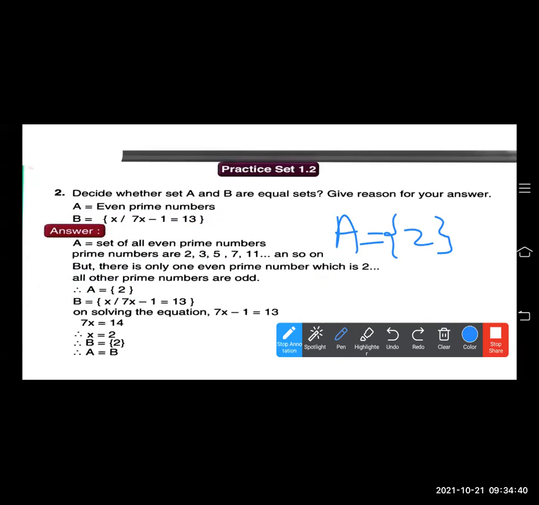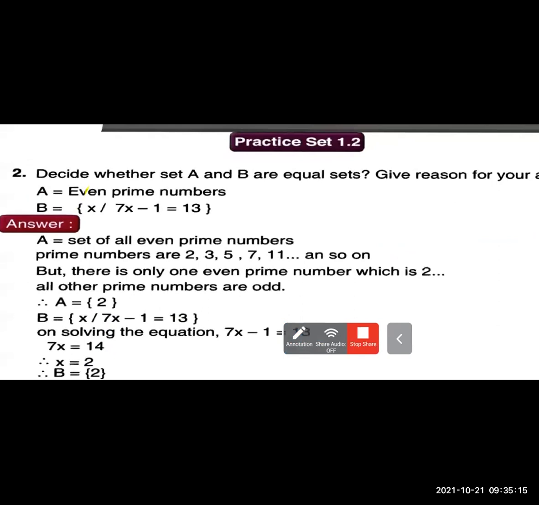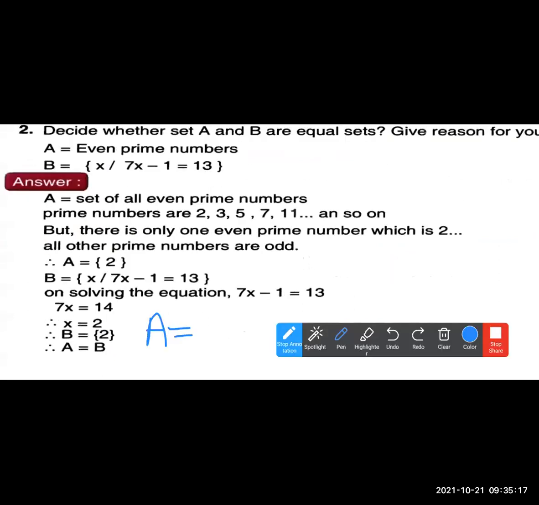The second question is, B is equal to the set of all x such that 7x minus 1 equals 13. So you have to solve this equation. Therefore 7x is equal to 13 plus 1, equal to 14. Therefore x is equal to 14 upon 7, so the value of x is 2. Set B also has only one element, and set A also has only one element. So you can write down set A is equal to set B. Okay.